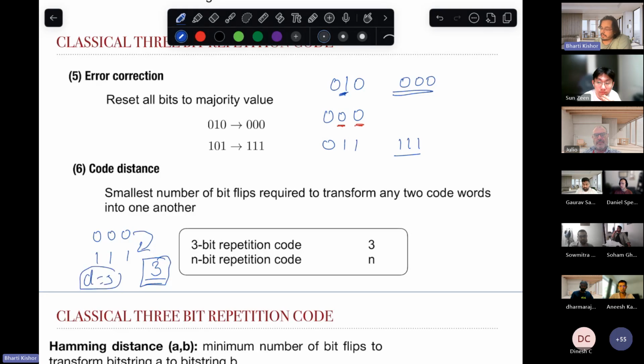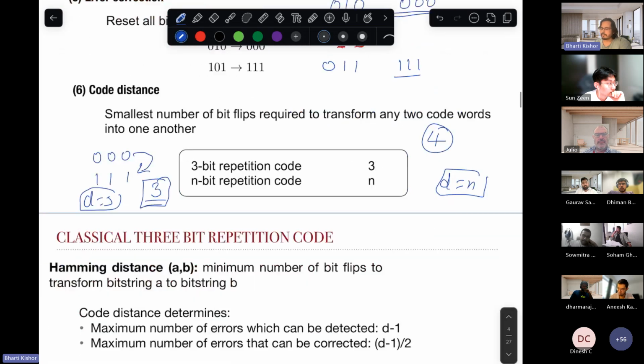If you have an n-bit repetition code, then your distance will be equal to n. So if you work with a 4-bit repetition code, then the smallest number of bit flips required to transform any two code words into one another will be 4. So that's how you look at code distance.